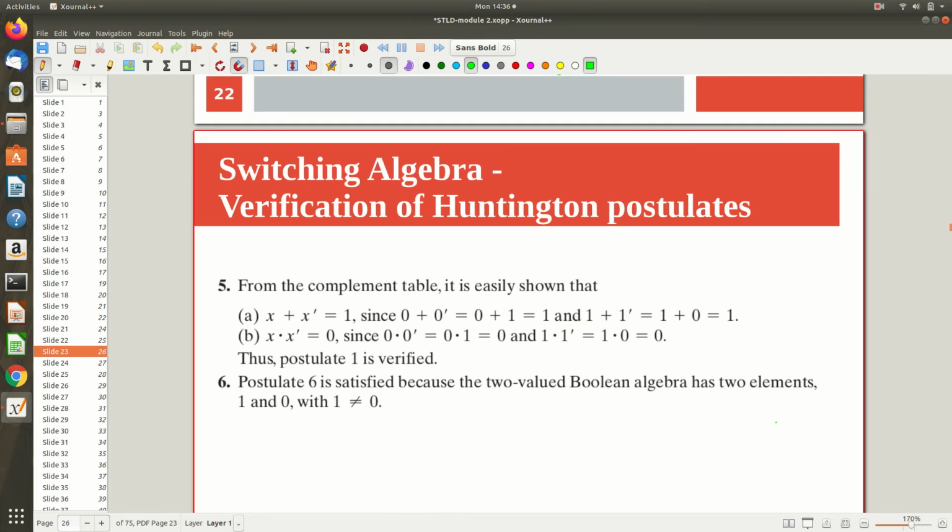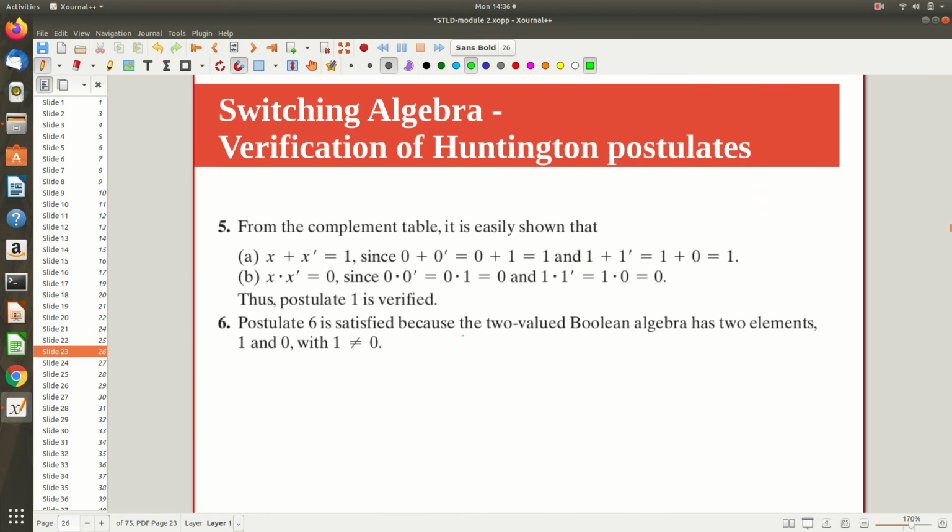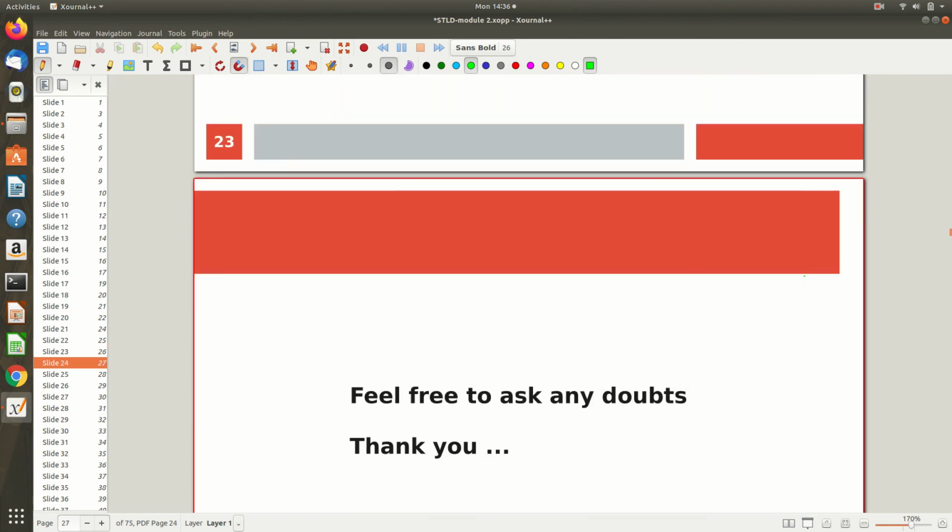Now a few more things. The last thing is the requirement of complement, that we also verified: x plus x dash is supposed to give you the identity of dot, that is 1, and similarly x dot x dash is supposed to give you the identity of plus, 0. So is it correct? We verified with the values, it is correct. And now the last postulate 6, that there should be at least 2 elements. You can see that it is a 2-valued Boolean algebra, so it is containing exactly 2. So the last requirement is also true.